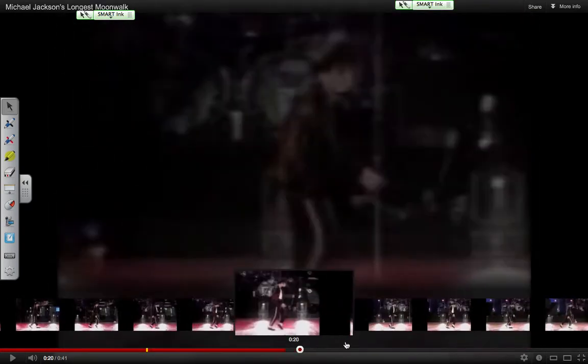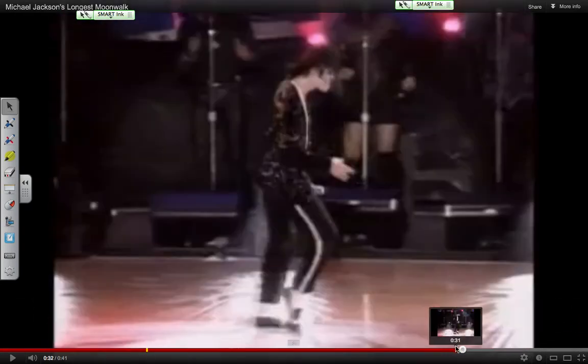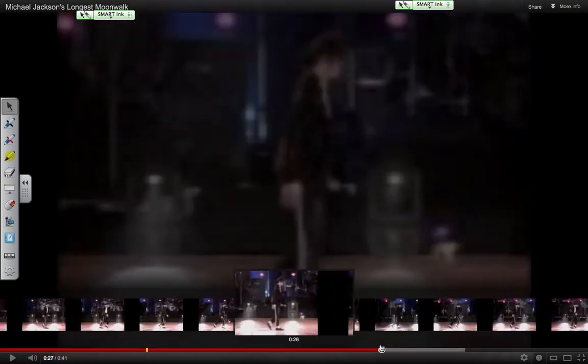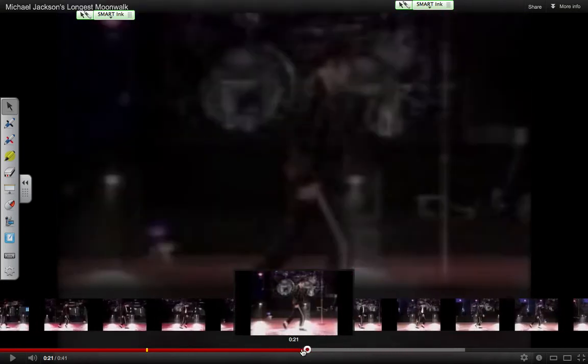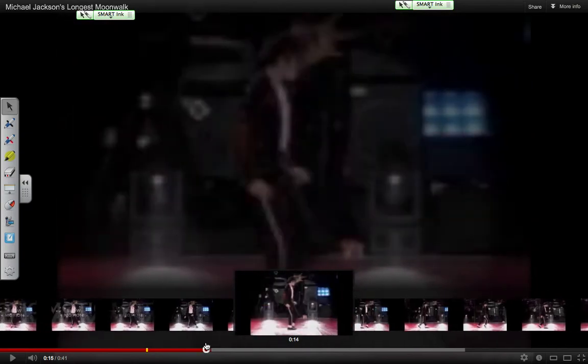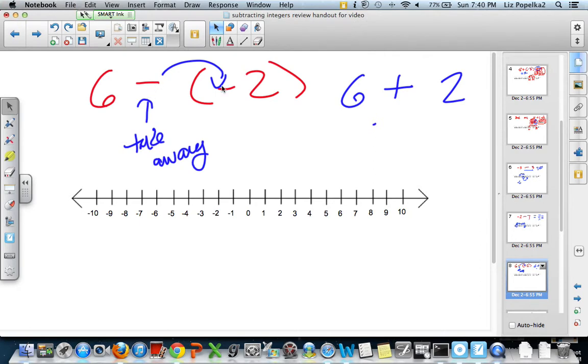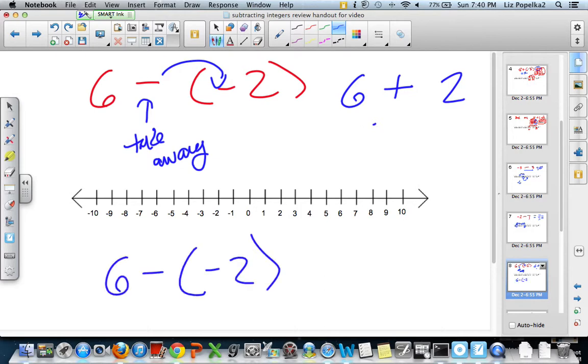Let's see that one more time. So I'm going to drag it back. Before, he's going backwards, so I'm going to play him going backwards. So 2 negatives actually mean that now he's going to be walking forward. That's another reason to explain why when you subtract a negative, it really turns it into a positive. So 6 minus negative 2 really means the same thing as 6 plus 2. And of course, 6 plus 2 is 8.